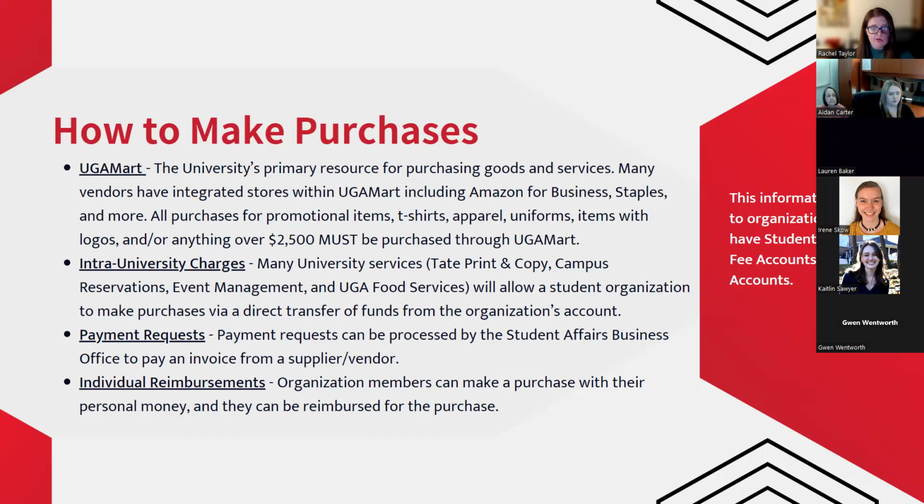So I wanted to highlight a few ways to make purchases, again, for organizations that have student activity fee accounts or agency accounts in particular. So there's four listed here. UGA Mart is the university's primary resource for purchasing goods or services. Multiple vendors have integrated stores within UGA Mart. A few listed here are Amazon for Business and Staples.